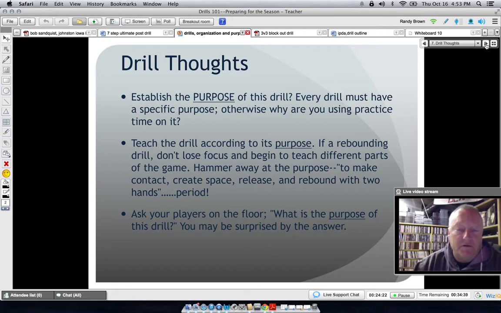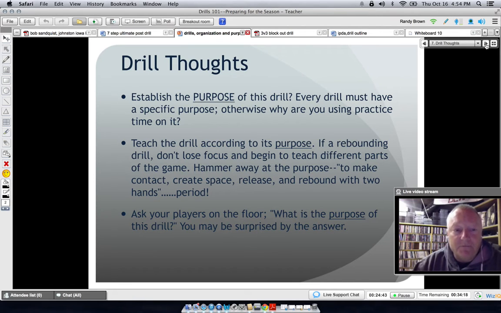I'm not saying that there can only be one purpose of the drill, but if it's a rebounding drill and blocking out, making contact, and rebounding with two hands is the emphasis, that is an unrelenting focus. Don't get away from that. Period. That's what you're going to demand during that drill.